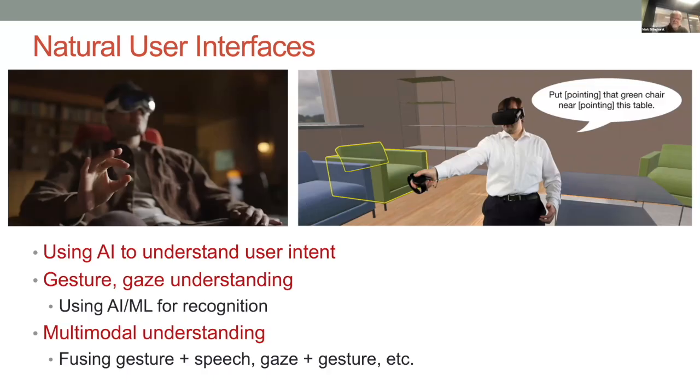So you can see on the right-hand side, the person saying, put that green chair near this table. And you can understand what the person's saying by looking at where they're pointing. And so that fusion of gesture and speech together using AI can create a very natural interface.